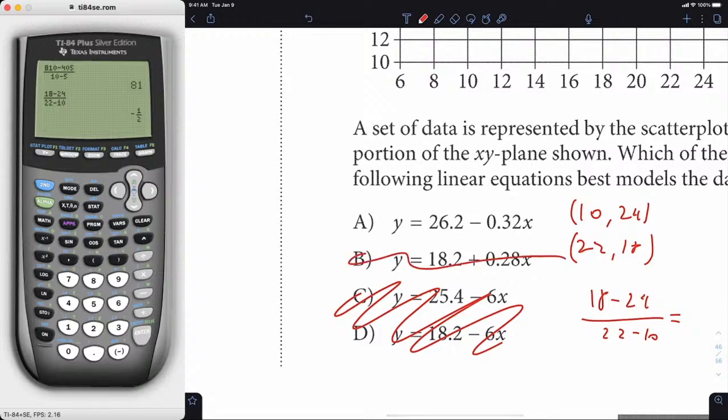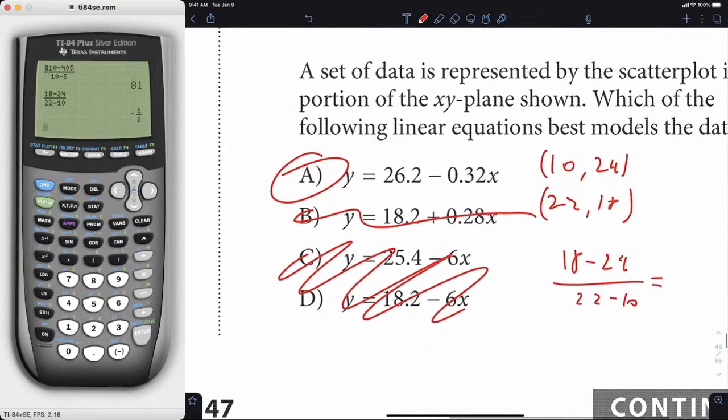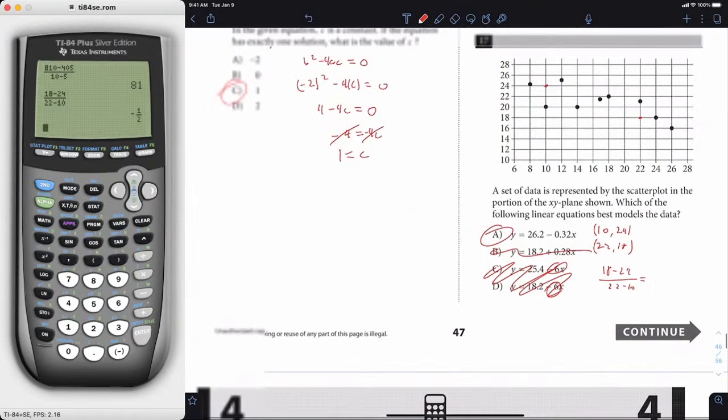So this is out. This is out. This is out. The answer is A. This is a positive slope. Doesn't work. We have a negative slope here. This is way too big, and this is way too big. It'll be closer to 1/2, which 0.32 is pretty close to 1/2.